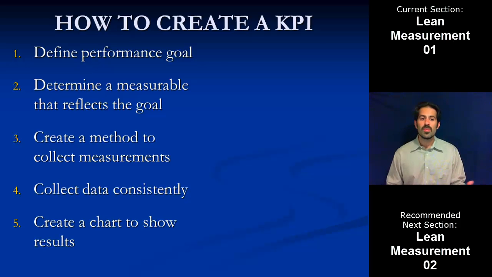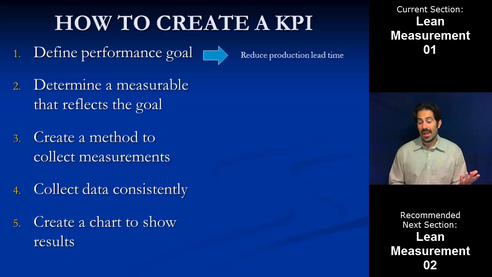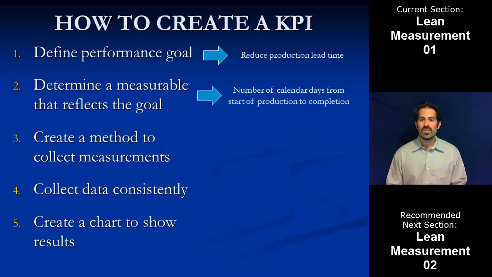So just as an example, taking a look at these steps. For step 1, defining a goal, hypothetically, that could be to reduce production lead time. That's something everybody is interested in doing. So a measurable for that could be the number of calendar days from the start of production to completion.